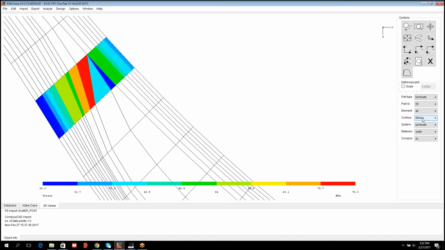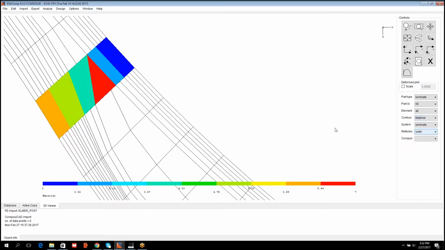If I switch the contour to material, one can see that there are two resin filler elements in this region, and this is partly the reason for the high stresses in the neighbor lamina.